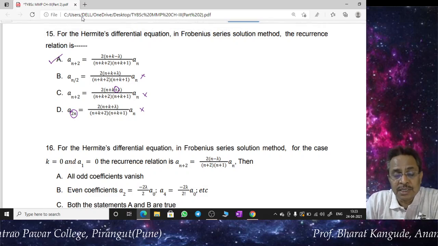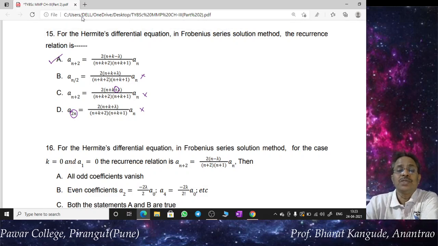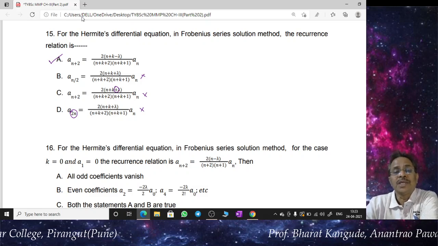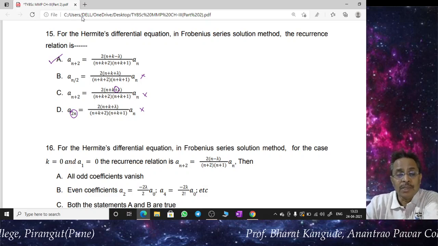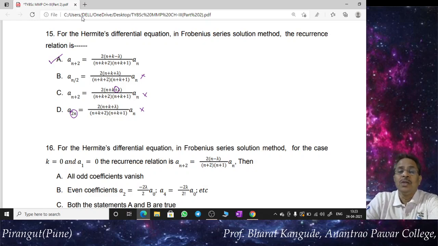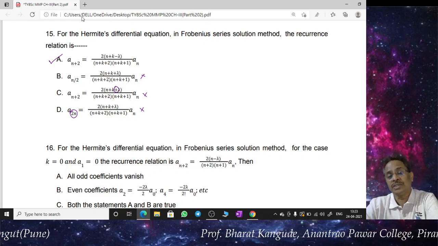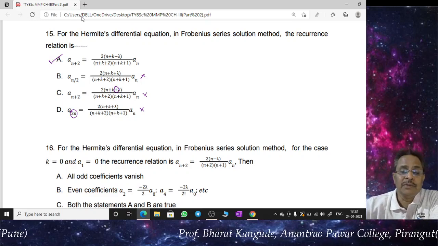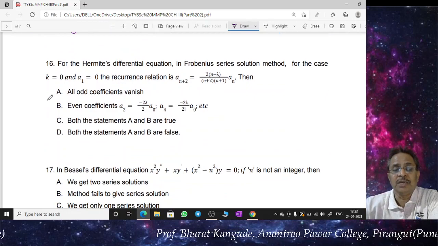So the recurrence relation in case of the Hermite differential equation in the Frobenius series solution method is given by a(n+2) equal to 2(n+k) minus lambda, upon (n+k+2)(n+k+1), into a_n. That means knowing a1 I can find a3, knowing a2 I can find a4, and like that all other higher coefficients can be obtained, and that's why it is called a recurrence relation for the Hermite differential equation. Now based upon that, the next problem I have taken is exactly similar to this.